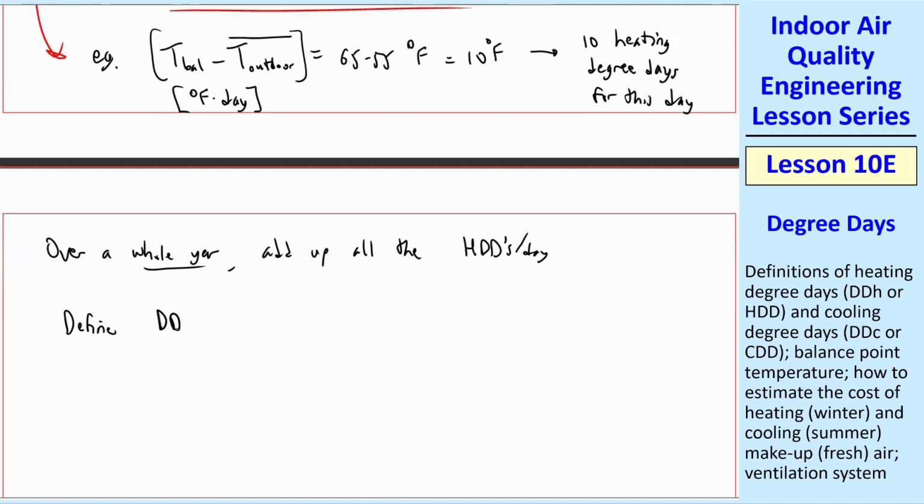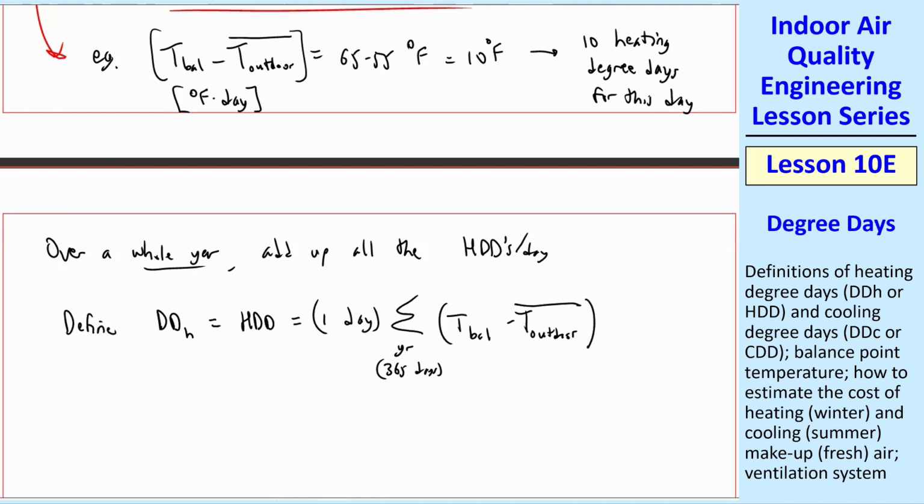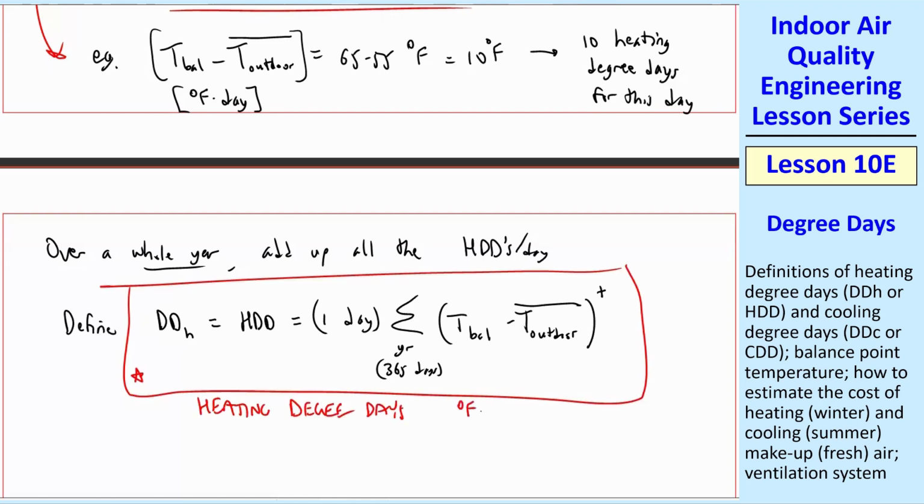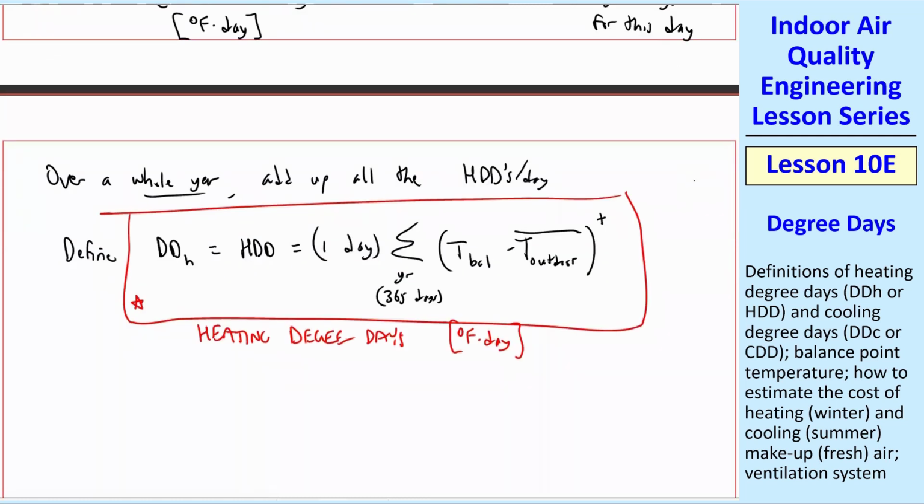Let's define DDH equal HDD, heating degree days, equal one day times the sum over a year, 365 days, of T bal minus T outdoor, and that has a bar over the average, and put that in parentheses. And then we're going to put this little plus symbol here, and the units are degree F day or days. We're doing this in the English system, which is still used in the HVAC industry in the United States. We're not going to be converting things to metric. Temperature has been one of the most resistant parameters to change to metric.